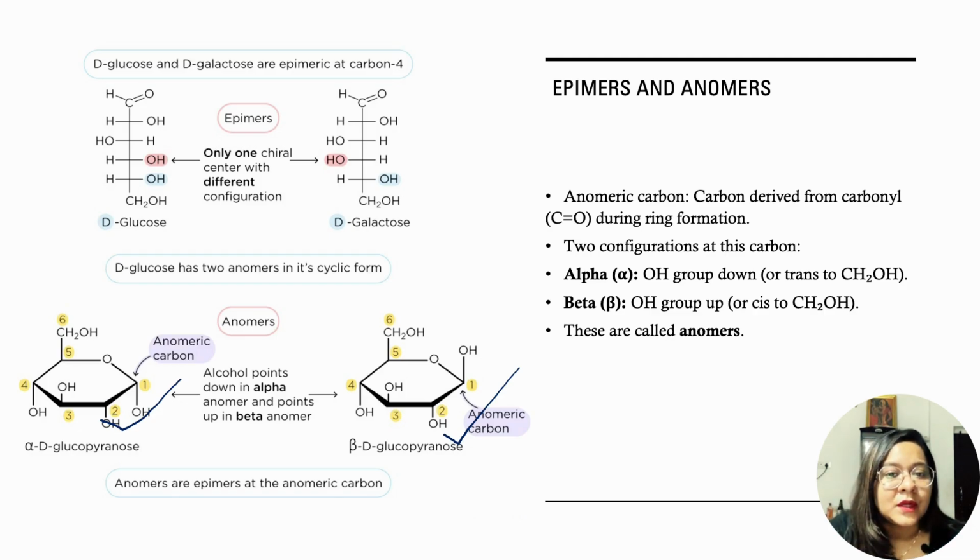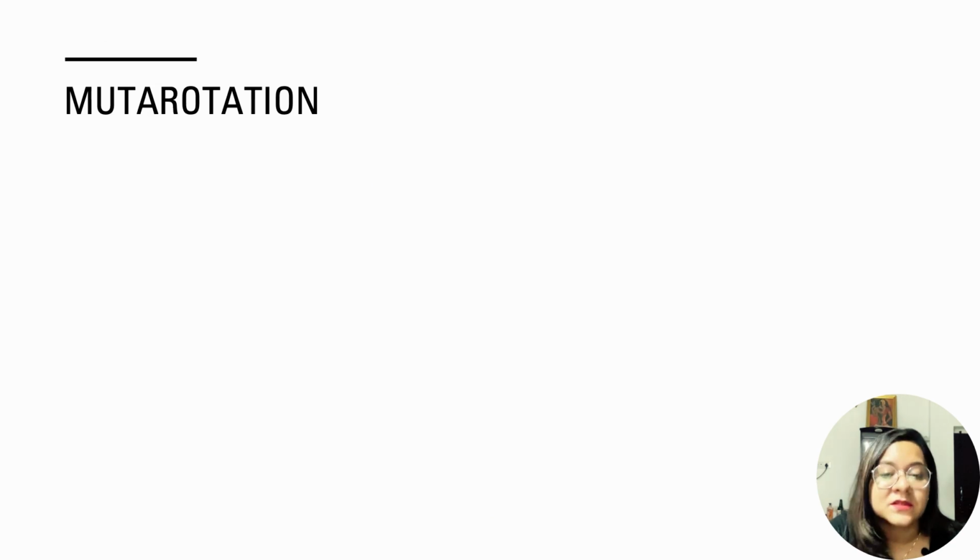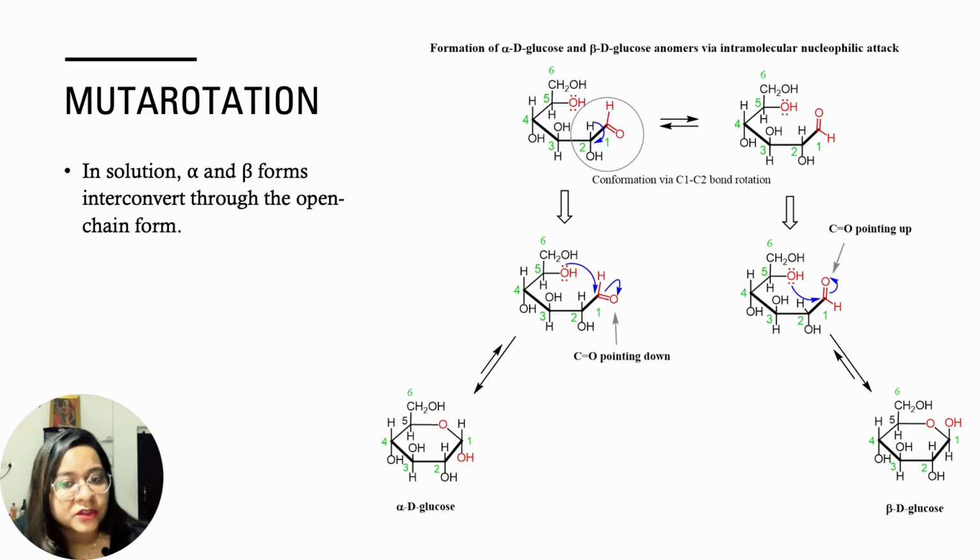Now coming to a very important phenomenon, that is mutarotation. Mutarotation refers to the interconversion between alpha and beta anomers of a sugar in aqueous solution through an open chain intermediate. For glucose, this equilibrium process usually favors the beta form, which is more stable due to reduced steric hindrance.